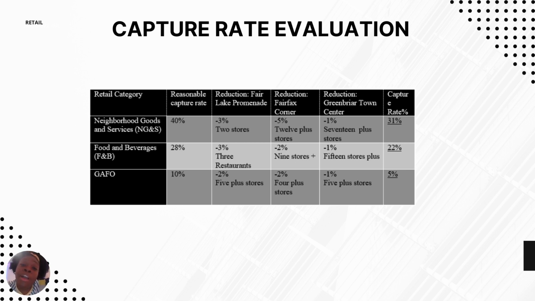And then Greenbriar, which is actually way far out from our site. I gave it a -1, but it also has 17 plus stores. That's my methodology, because this one is way further out than the rest of them, but it does still contribute to the capture rate for our site. And the same was conducted for the other retail categories.